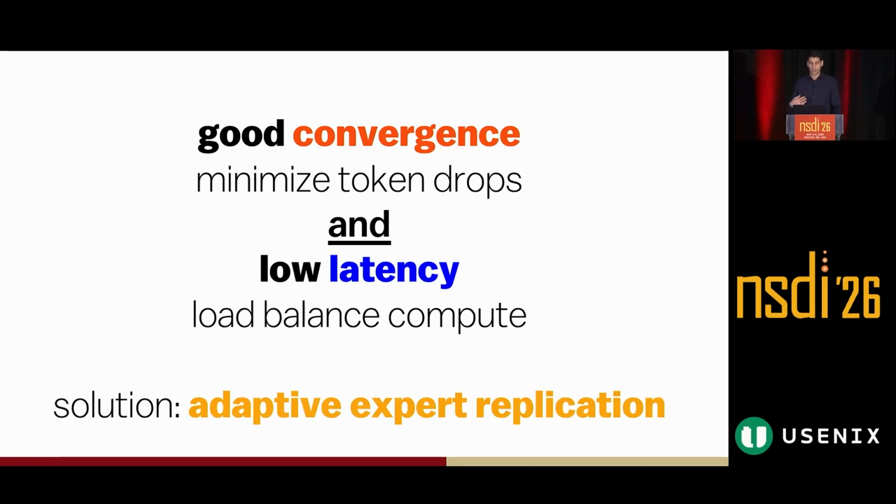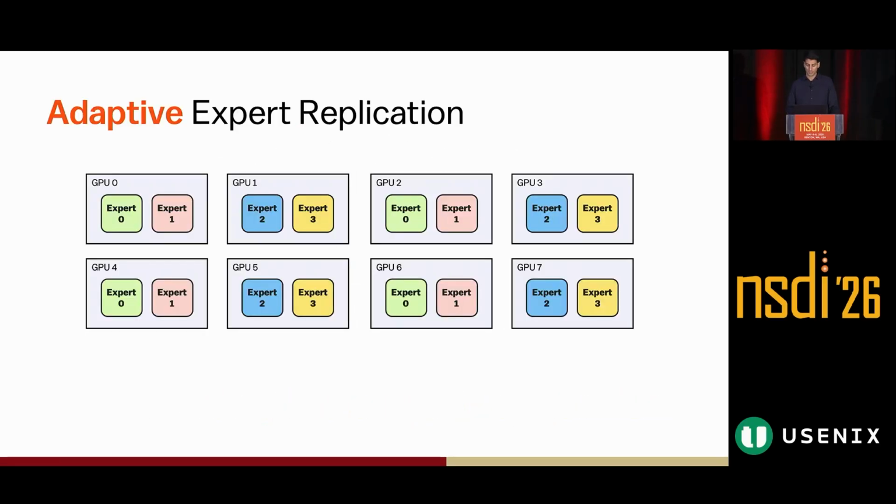So we'll start building our solution on top of the concept of adaptive expert replication. In an ideal world with adaptive expert replication, every expert, given some expert popularity distribution, is replicated adaptively and proportionally to this popularity.